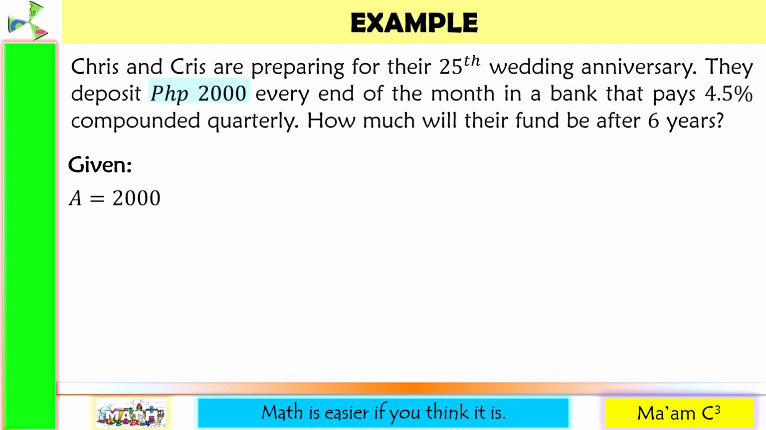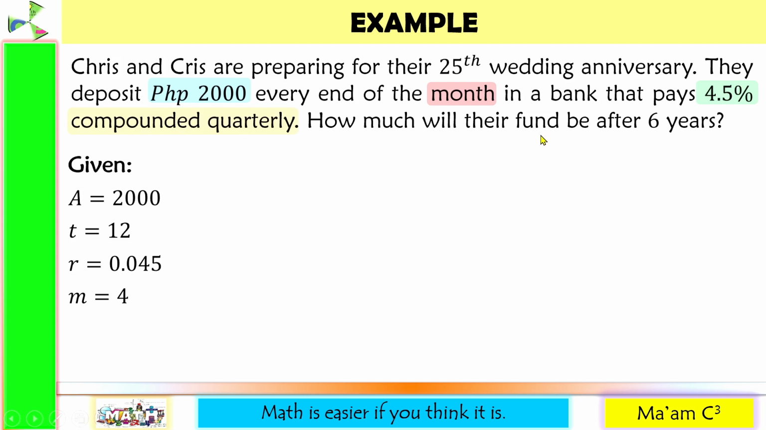Next, this is done every end of the month. There are 12 months in a year, so the frequency of payments in a year is 12. That is our T. In a bank that pays 4.5%, this is the nominal rate, letter R. Converted to decimal, 0.045. And this is compounded quarterly, meaning our M is equal to 4.